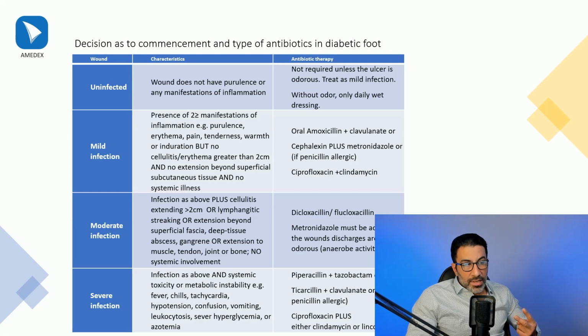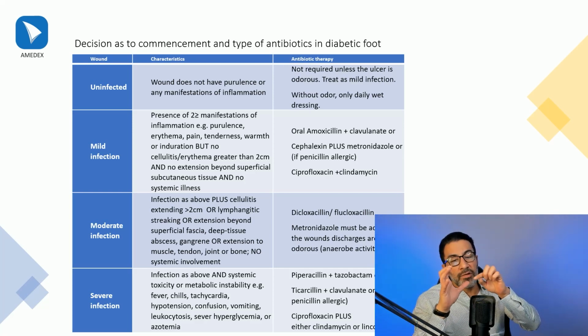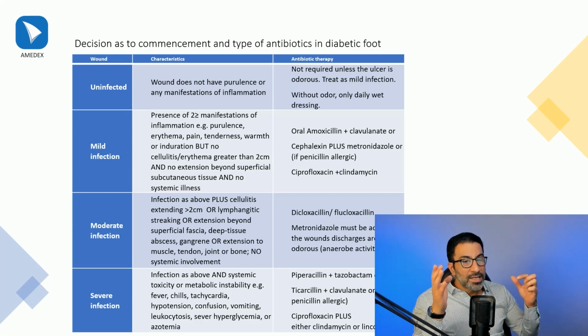2 of these equals mild infection, provided that we don't have any cellulitis or erythema greater than 2 centimeters, and this is not or, this is and. So the cellulitis, the superficial infection around the ulcer, should be less than 2 centimeters, and no extension beyond superficial subcutaneous tissue, and no systemic illness. I'm going to talk about that later on in this table.